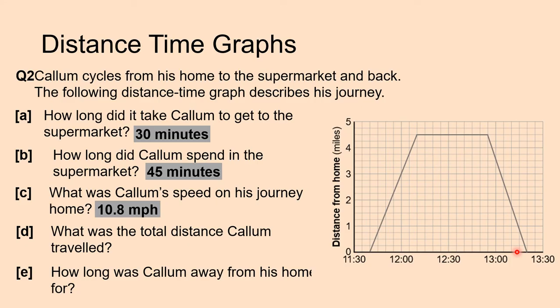What was the total distance Callum travelled? Well, he travelled 4.5 miles there and 4.5 miles back, so it's 9 miles. How long was Callum away from his home for? So he left at 11:40 and got back at 1:20. So he was away for an hour and 40 minutes.